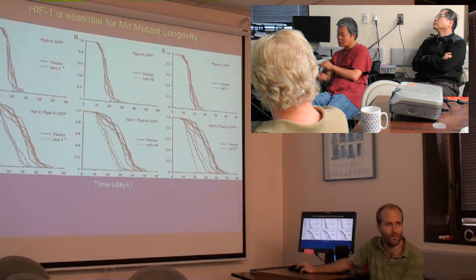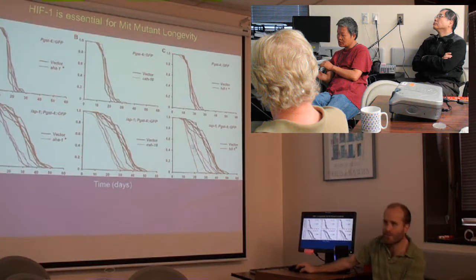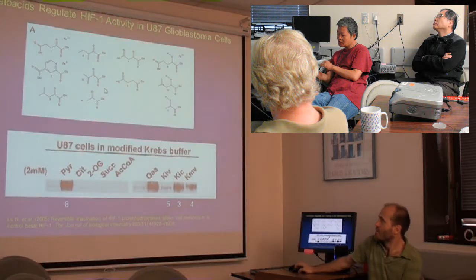It just happens to be that these worms' average lifespan is shorter. But the nice thing is it marks very clearly the 0.5%. So anything down around that region has got to be real. So very clearly, my mutants require HIF1. It's essential for their longevity. So this came out in 2005. This is an old paper.